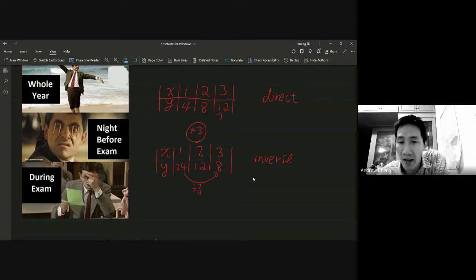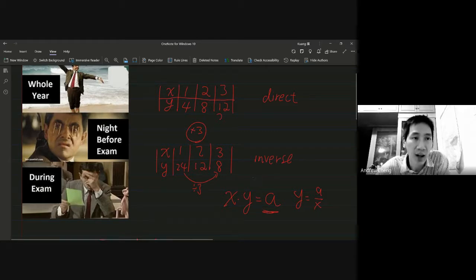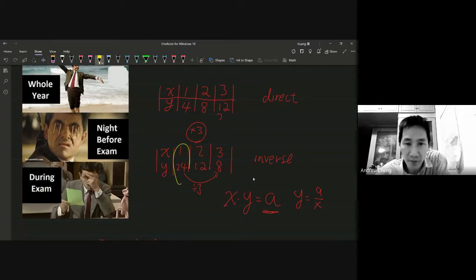And usually we'll write x times y equals a constant, where a is a constant, or y equals a over x. So in this example, x and y are inverse variation. What is the constant a? You just find the product of x and y. You can see the first column, 1 times 24 is 24. The second column, 2 times 12 is also 24. The third, 3 times 8 is 24. So you see the product of x and y is always a constant.